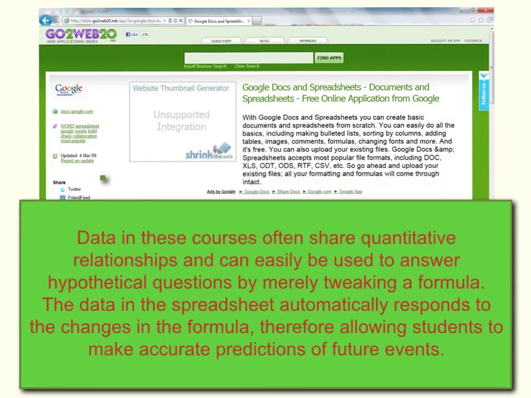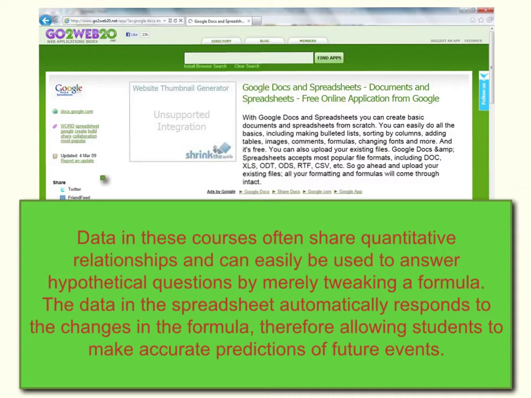Google Docs and spreadsheets. Spreadsheets are valuable dynamic modeling tools when investigating relationships among numerical data. Spreadsheets are often used in mathematics and science classes. Data in these courses often share quantitative relationships and can easily be used to answer hypothetical questions by merely tweaking a formula. The data in the spreadsheet automatically responds to the changes in the formula, therefore allowing students to make accurate predictions of future events.